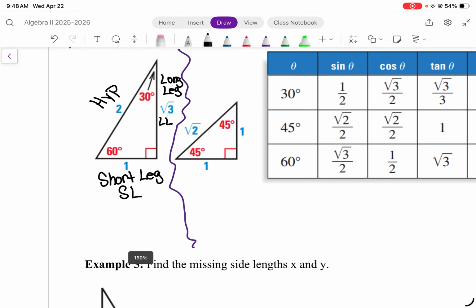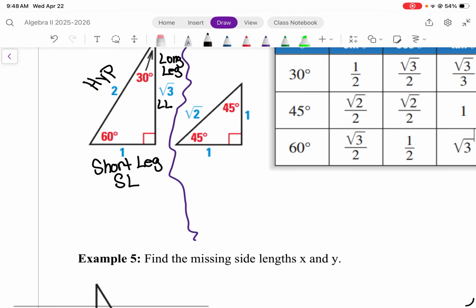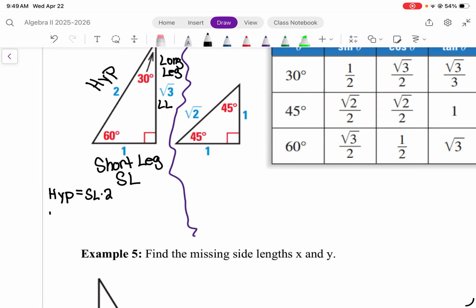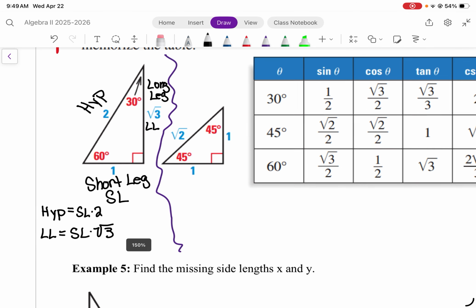So for a 30, 60, 90 triangle, there are two equations technically that you want to have. Knowing the 1, 2, and the square root of 3 is going to be very helpful. So we would have our hypotenuse is equal to your short leg times 2. And the second equation you need to know is that your long leg is equal to your short leg times the square root of 3. So we have 1, 2, square root of 3 on this triangle.